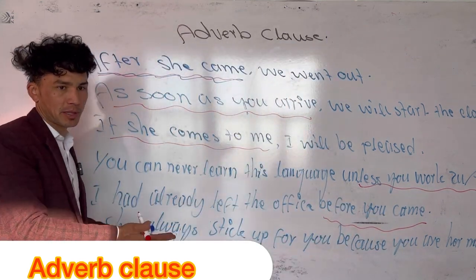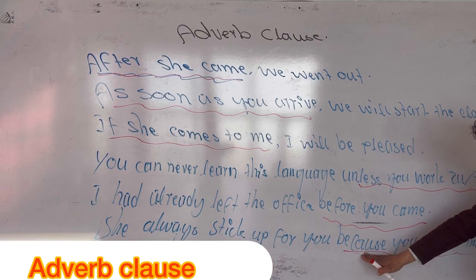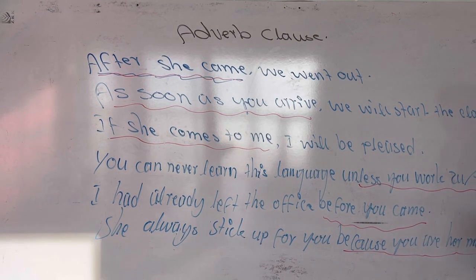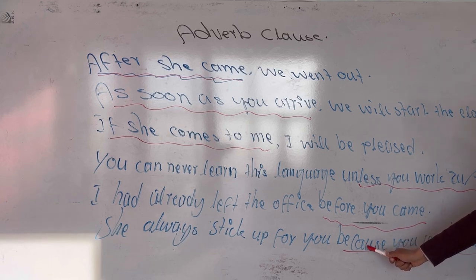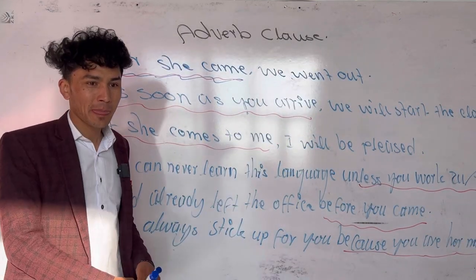Which part do you think is the adverb clause? "Because you are her mate" is the adverb clause. See, what is "because"? What are the subordinators? We studied adverb clauses. Okay, reason. We chose reason. You understood? That is all, class. Do you have any confusion?